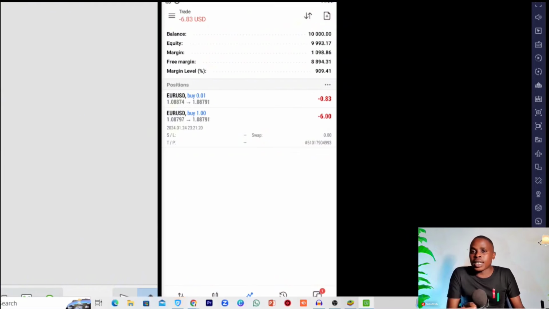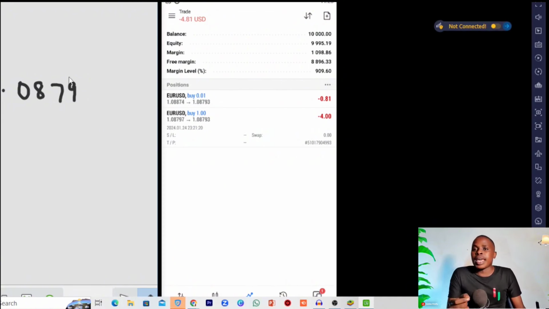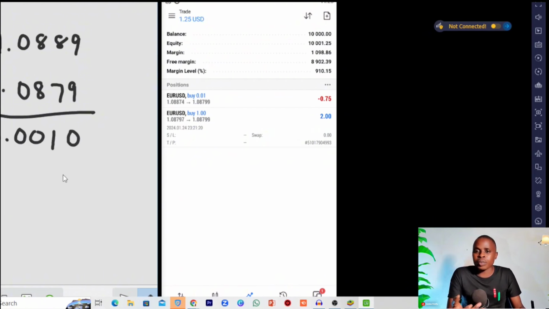So I placed this trade right around 1.0879. It's written right here, if you can see here. Then as I traded this trade, you can see if this market goes to the upside, because this is a buy trade, as you can see now, it's turning into a profit, right? So if the market moves to 1.0889, let's say, this is going to be what? Let's do the math. We subtract here and we get what? 10 pips.